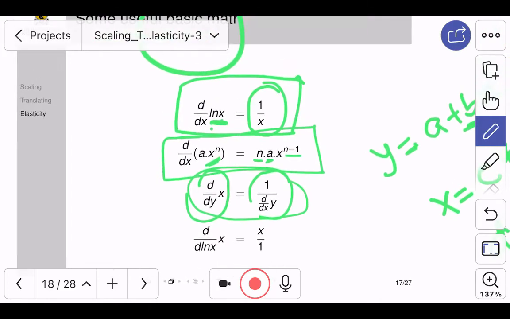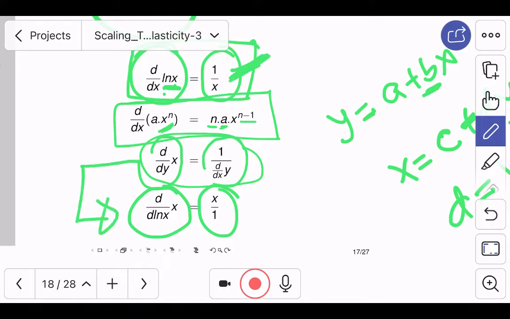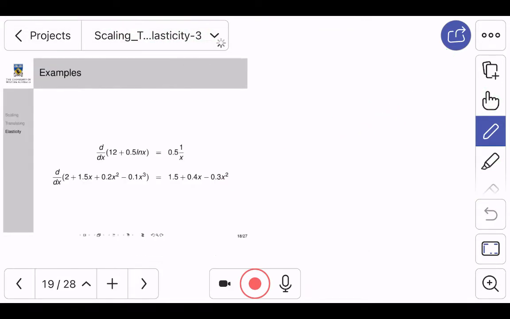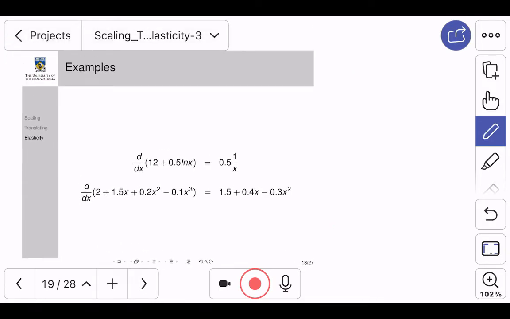Now, we said if you take the derivative of a logged value with respect to x, you are going to end up with 1 over x. What happens if you do the derivative of x with respect to its logged value? Well, you will end up with the inverse. So that's what happens because that implies this. So these are simple rules. You can have more, but let's first look at examples.